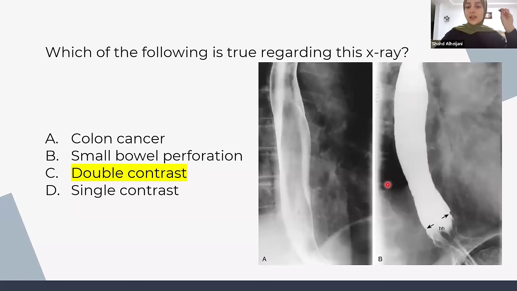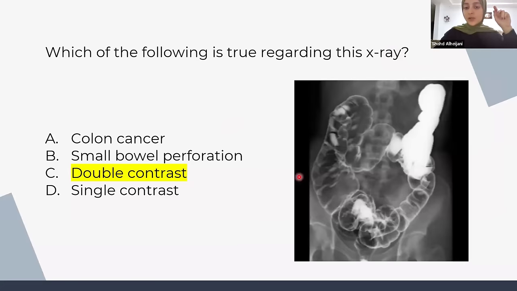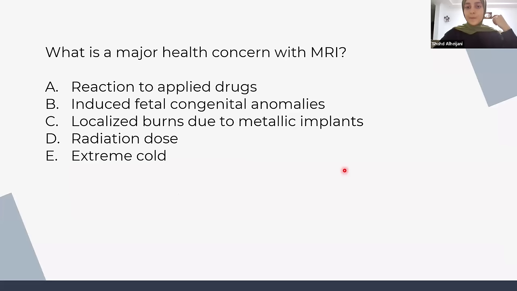In a double contrast study, you give the barium and then you wait, and you'll have both barium and the air. So you can see there are two layers. You can see the white and you can see the dark. So here in this question, you can see the barium and then you can see the air too. Here the abnormal structure would take up the contrast, and in the rest, you have double contrast. You have both the contrast and the air.